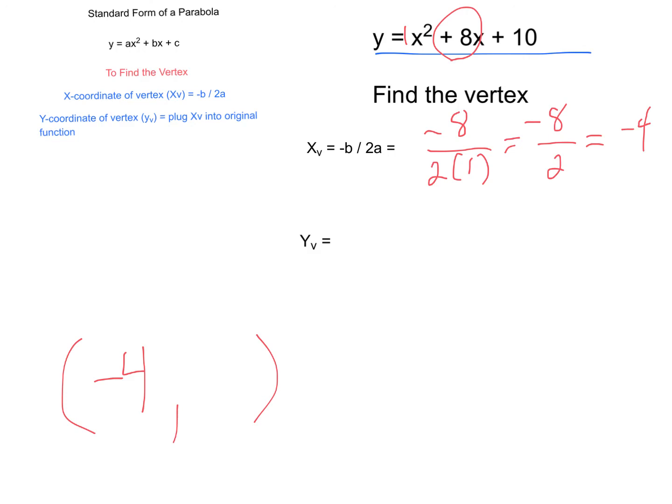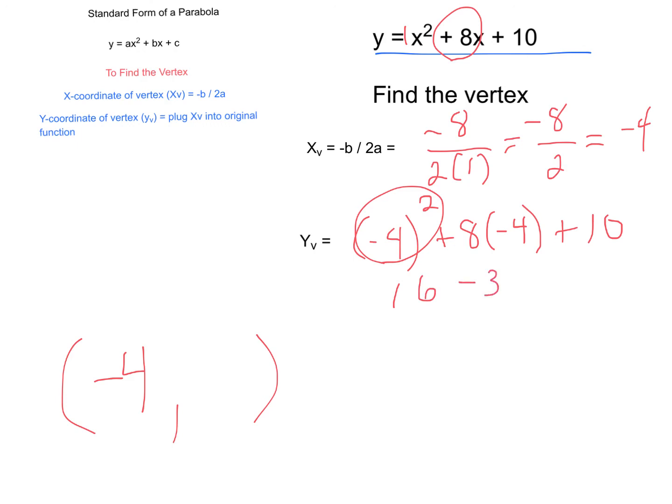Now let's put in the y value. So negative 4 squared plus 8 times negative 4 plus 10. Well, negative 4 squared is 16. 8 times negative 4 is negative 32 plus 10. 16 minus 32, that's negative 16, plus 10 is going to give us a grand total of negative 6. So my vertex location is negative 4, negative 6.